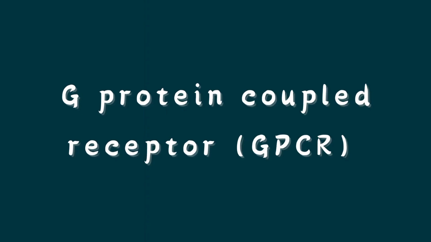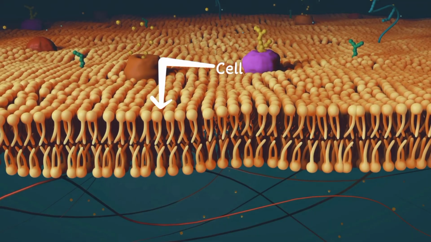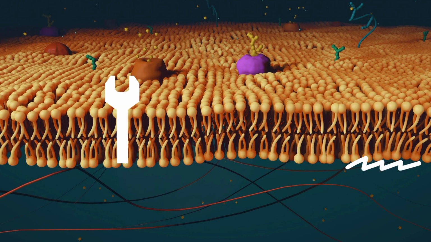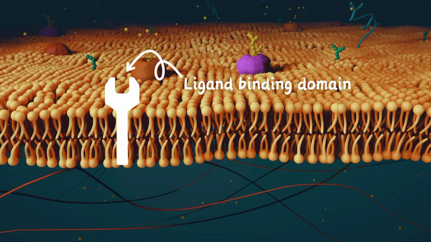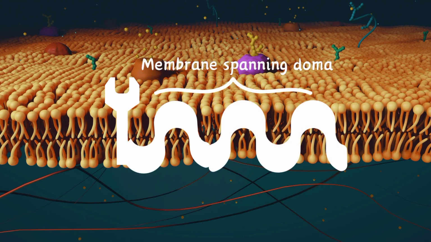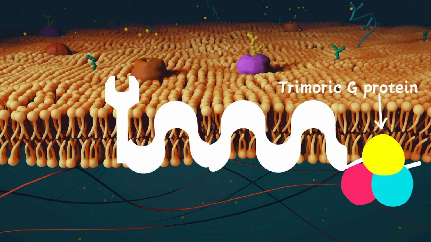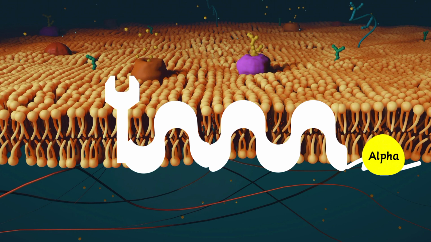G-protein coupled receptor, GPCR. This receptor is present in the cell membrane. GPCR has three parts, viz. the ligand binding domain, where the ligand binds; the membrane spanning domain, which has 7 spanning segments; and the intracellular domain, which is also called the effector domain. On the effector domain, there are 3 subunits present, which are called trimeric G protein. These 3 subunits are the alpha subunit, beta subunit, and gamma subunit.